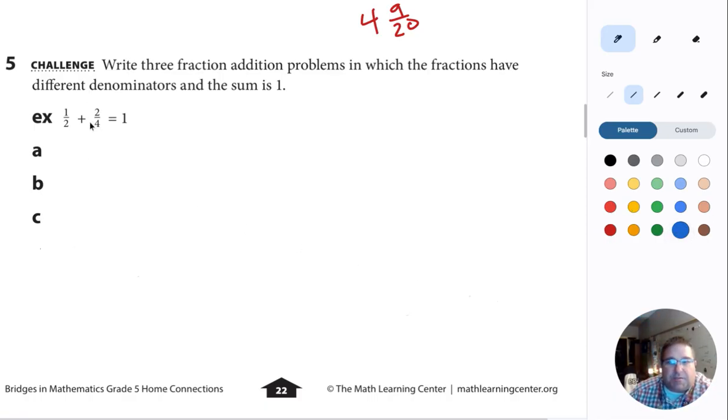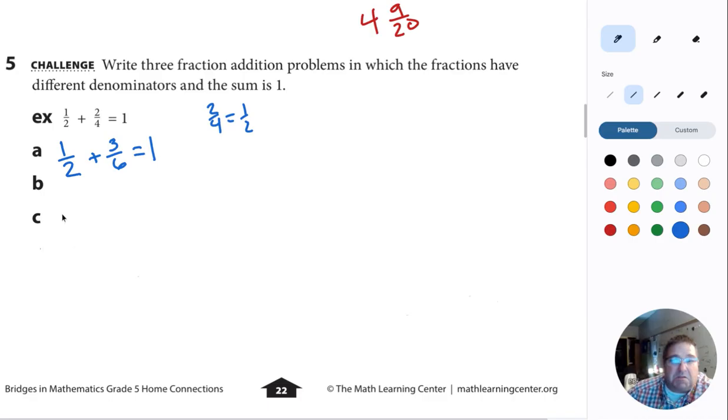Well, 1/2 plus 2/4. Look, all they did is they wrote 1/2 a different way. So 1/2 plus another version of 1/2, right? Because 2/4 equals 1/2. So let's do that. Let's do another one. We can do 1/2. What's another way we can write 1/2? How about 3/6? Is that the same as 1/2? Yeah. So if you want, just write a few different ways to write 1/2 plus 1/2.